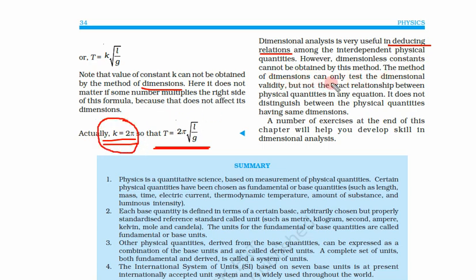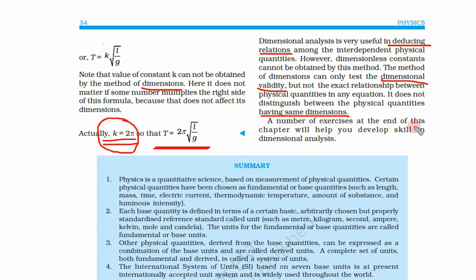The method of dimensions can only test the dimensional validity, but not the exact relationship between physical quantities of any equation. It does not distinguish between physical quantities having the same dimensions. Many quantities may have the same dimensions, and it cannot distinguish between them.